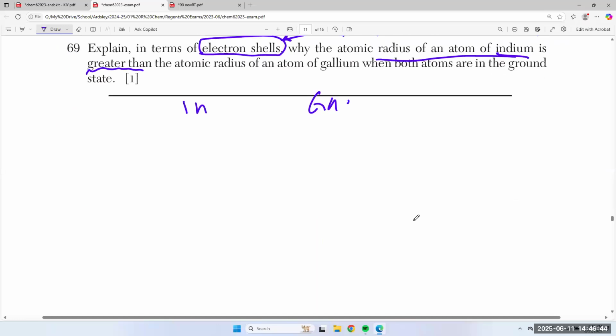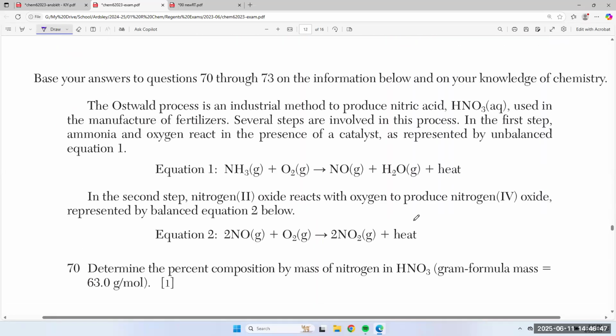Let's go to 70. The Ostwald process is an industrial method to produce nitric acid used in the manufacture of fertilizers. Several steps are involved in this process. In the first step, ammonia and oxygen react in the presence of a catalyst as represented by unbalanced equation 1. In the second step, nitrogen(II) oxide reacts with oxygen to produce nitrogen(IV) oxide, represented by equation 2 below. I'm going to quickly take a look that they're both regular arrows, not equilibrium or bidirectional.